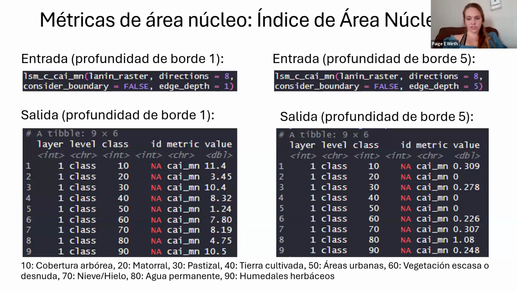When we run the function with an edge depth of 5, we see that only one of the classes has an index above 1, which is permanent water bodies, not a great place to survey forest birds. And this means that as a whole, the landscape is not looking fantastic for my bird surveys, though I would probably want to run this on a patch level if I was actually considering this as a study area.